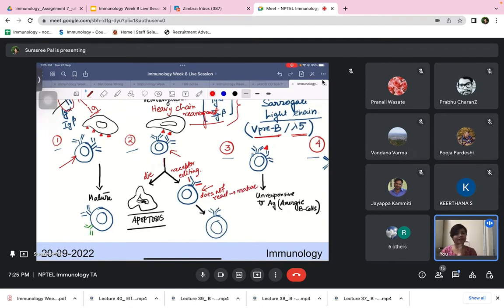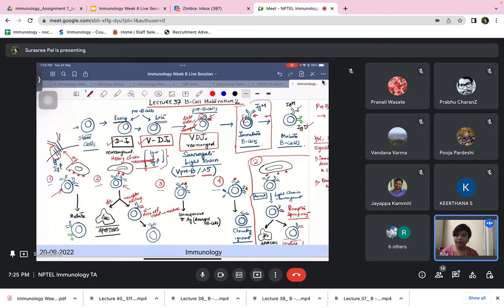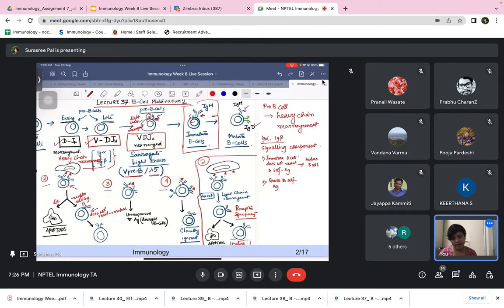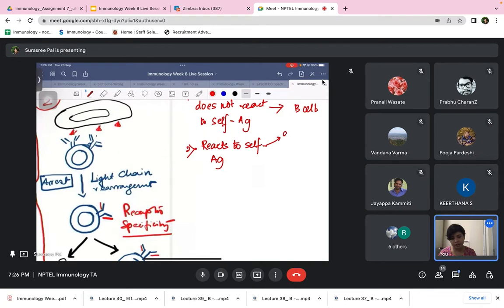Otherwise, if it again reacts to self antigen, another round of receptor editing might take place, or if the cell determines that this particular receptor will always react to self antigen, then the cell will die by apoptosis. Okay, so this kind of receptor editing also takes place. So if it reacts to self antigen, there are two fates which may occur: one is apoptosis and another is receptor editing.